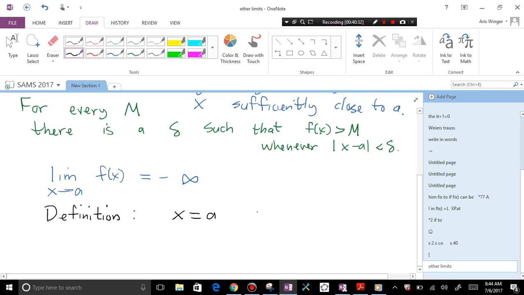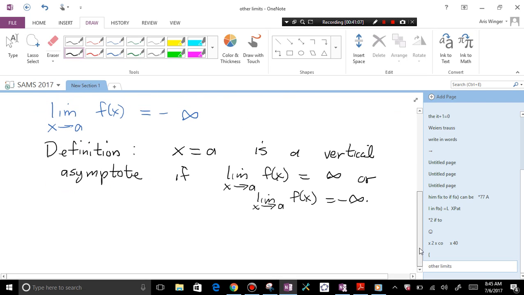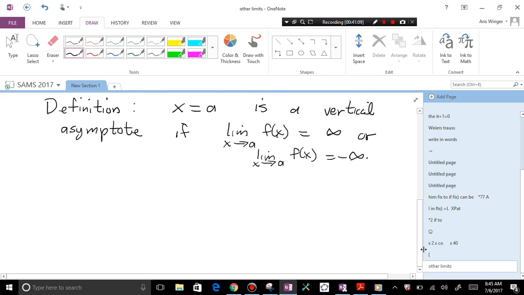x equals a is a vertical asymptote if the limit as x goes to a of f of x is infinity, or the limit as x goes to a of f of x is negative infinity. Some people like to be lazy and put plus or minus infinity. I probably will do that as well, but for the moment I'll write infinity or minus infinity.